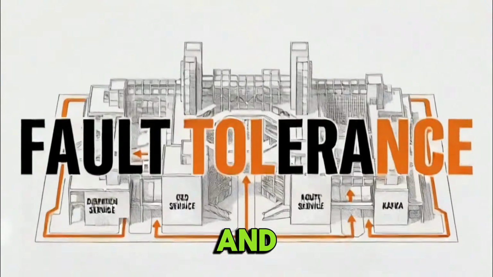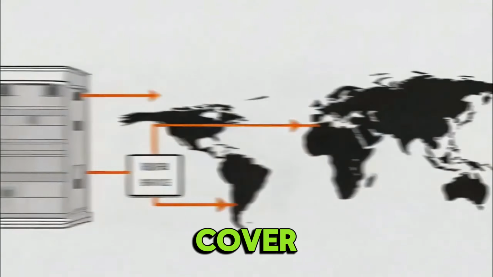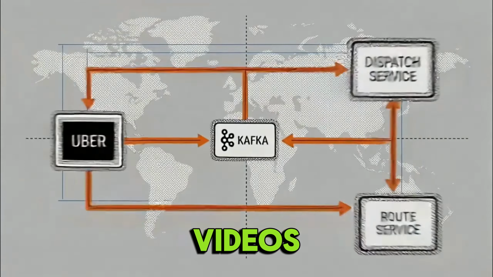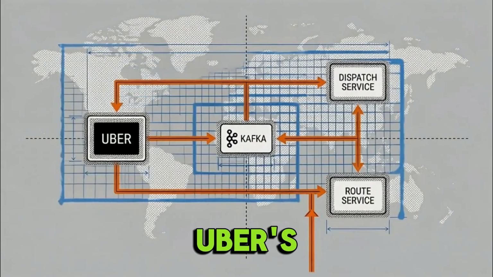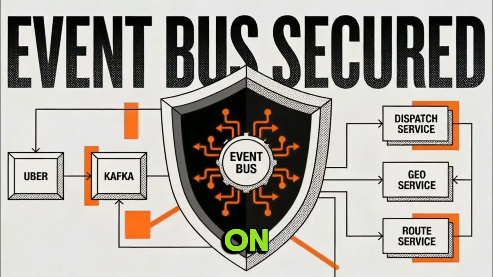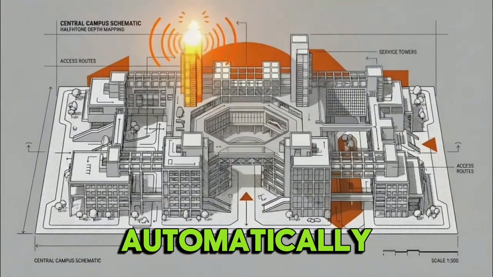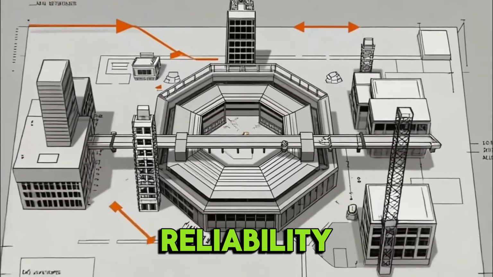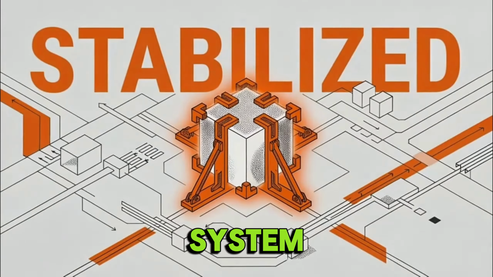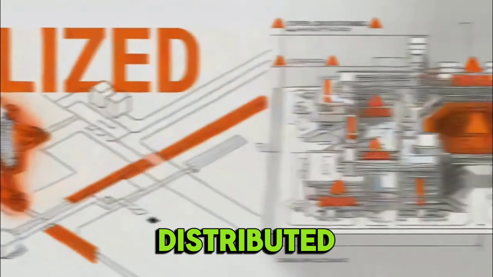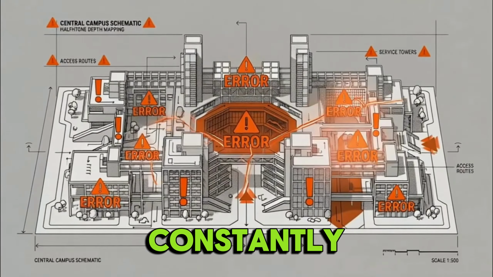Fault tolerance and resilience patterns. Now, let me cover something that most system design videos skip completely, but that Uber's engineers spent enormous effort on. Fault tolerance. An event-driven architecture is not automatically reliable. The reliability comes from how you design the system to handle failures. And in a distributed system, failures happen constantly.